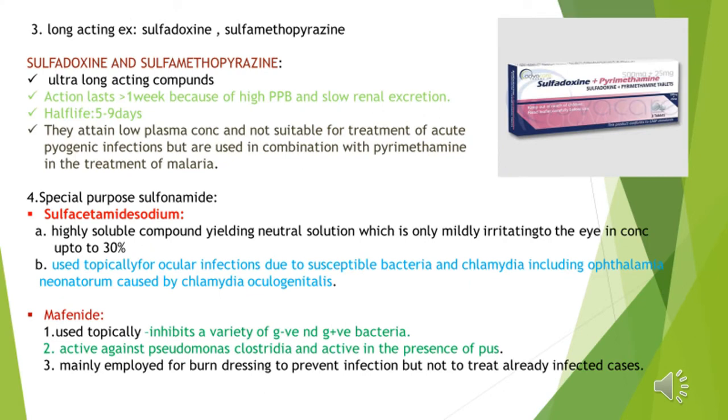Here come the long-acting drugs. Sulfadoxine and sulfamethoxypyrazine are the ultra long-acting compounds. Action lasts for 1 week because of the high plasma protein binding and low renal excretion. Their half-life is 5 to 9 days. They attain low plasma concentration and are not suitable for the treatment of acute pyogenic infections, but are used in combination with pyrimethamine in the treatment of malaria.